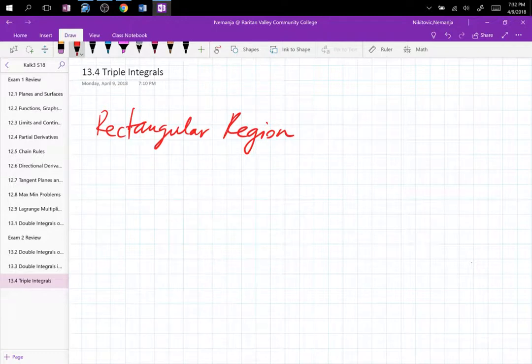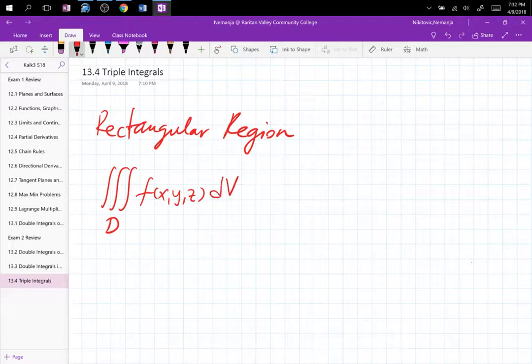And for the rectangular region, we are going to put the triple integral over the region D of the function f of x, y, and z, and then we have dV, right? Now, this dV is going to have the combinations of x, y, and z. So we have dx dy dz, dx dz dy, dy dz dx, right? So all of those combinations. There are 6 of those, right? So we can have all of that.